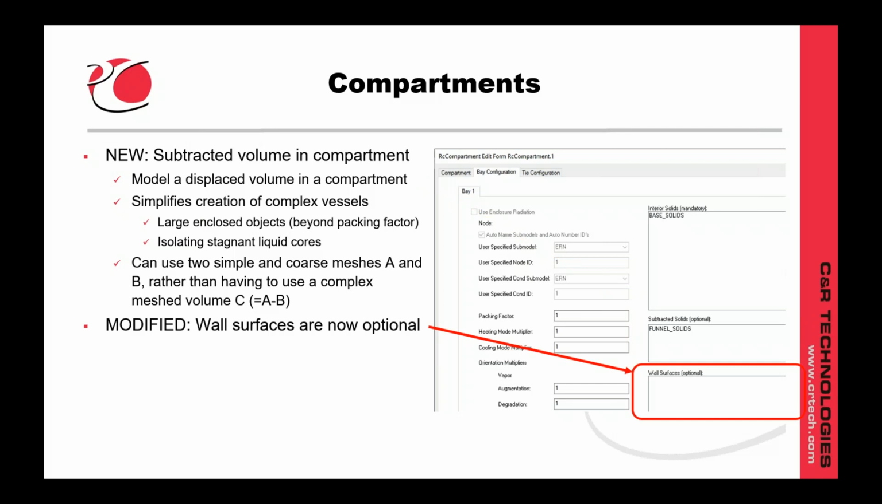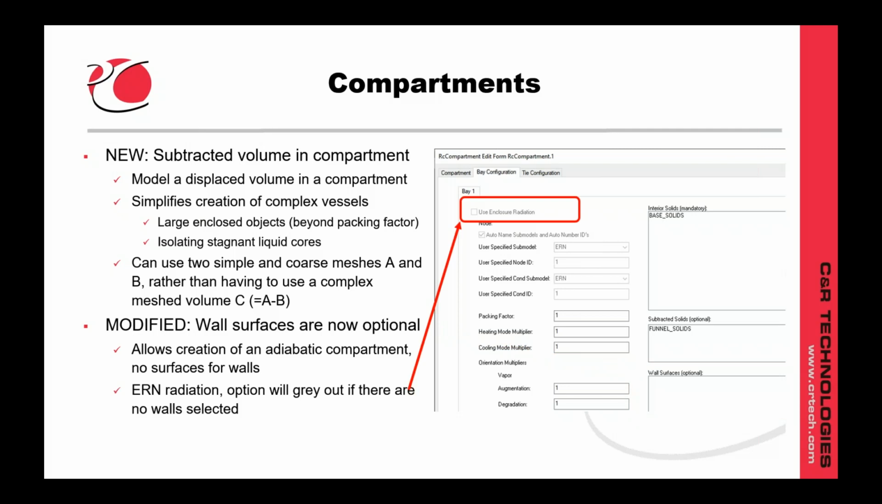We've also modified compartments to make wall surfaces optional. Previously, walls were required, so if you were modeling an adiabatic vessel, you would have to disable the wall mesh within Thermal Desktop, which was a bit cumbersome. This allows the creation of adiabatic compartments when you are not interested in modeling the heat transfer to walls.